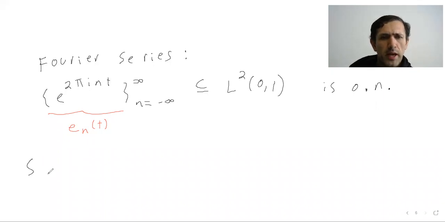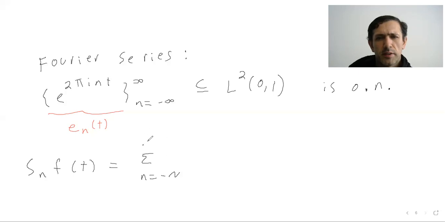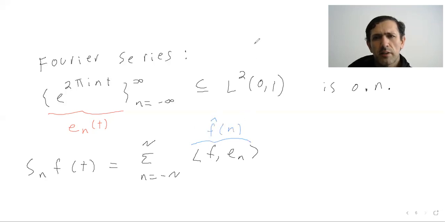Okay, so recall that we define the partial Fourier series of an f, let's say in L2, to be basically the partial expansion of f, pretending that this is an orthonormal basis. So it looks exactly like that, just f inner product En, which remember are the Fourier coefficients. So this is f hat of n, En of t.